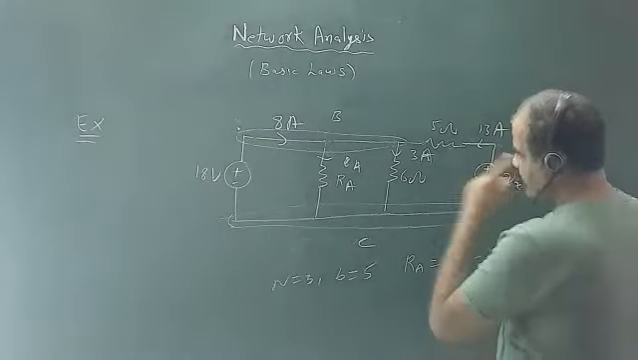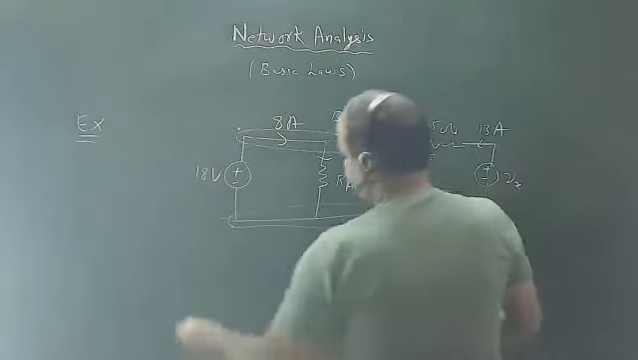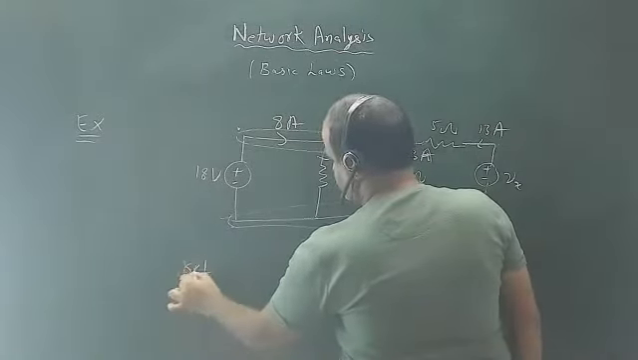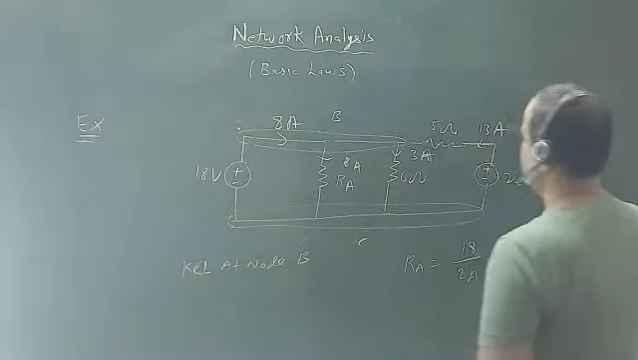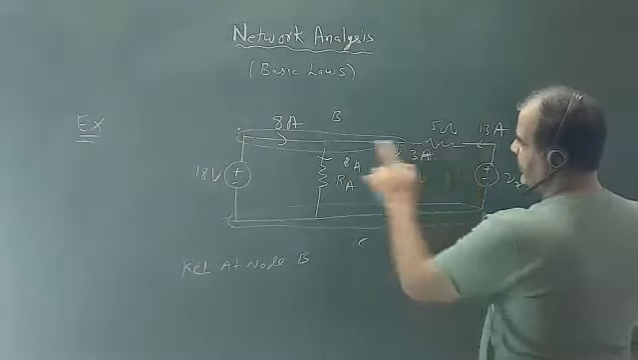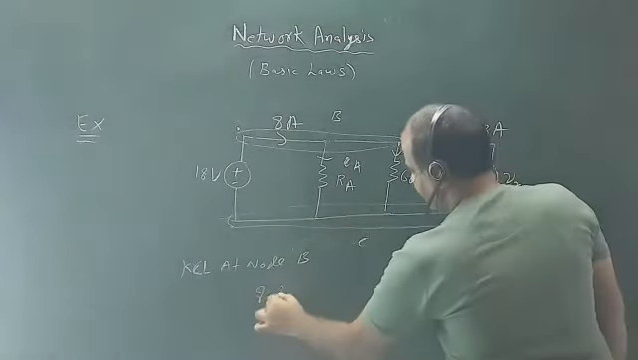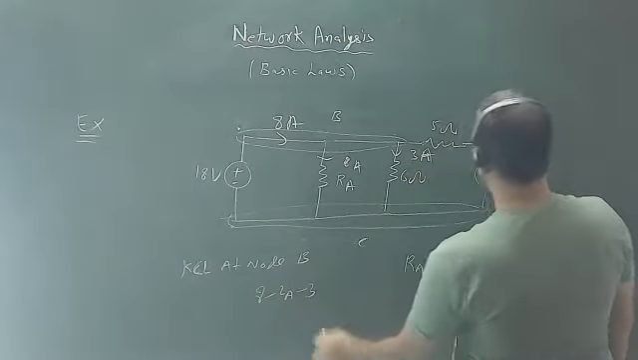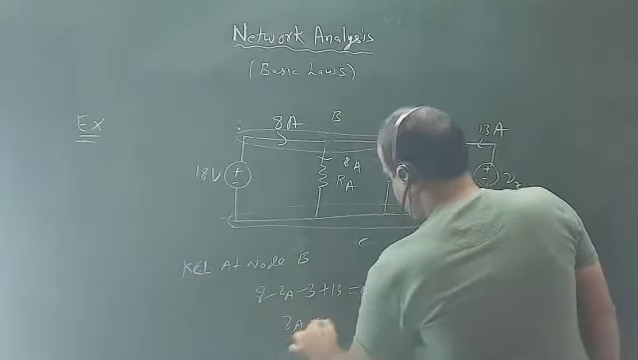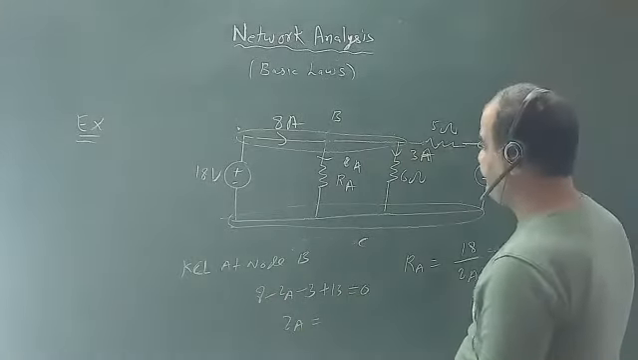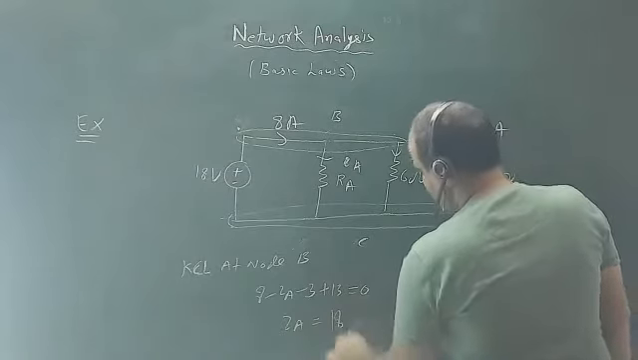Now you can apply KCL at node B. At node B, 13 ampere current is coming, 8 ampere current is coming. 8 plus 13 plus IA minus 3 plus 13 equals 0. So how much will IA be? What is the value of IA? 18. Okay, very good. So IA is 18 ampere.